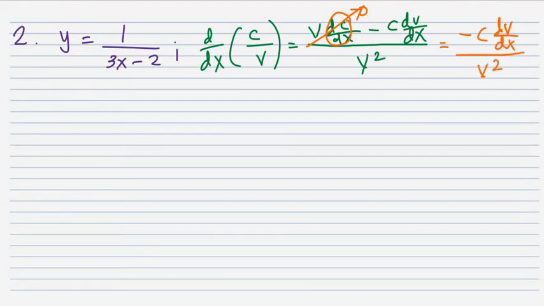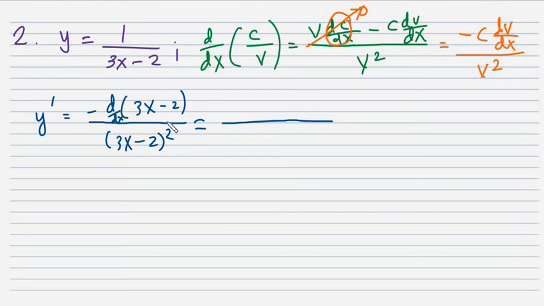So let's go ahead and apply that to our problem. We now have y prime is equal to negative c, so that would be negative 1, and I don't need to write negative 1, then multiplied by the derivative of v, which is 3x minus 2, with respect to x, over 3x minus 2 squared. So what is the derivative of 3x minus 2? The derivative of that is simply 3. So 3 times negative 1 is negative 3, all over 3x minus 2 squared. So that is our final answer for problem number 2.